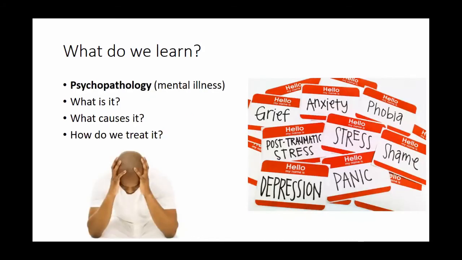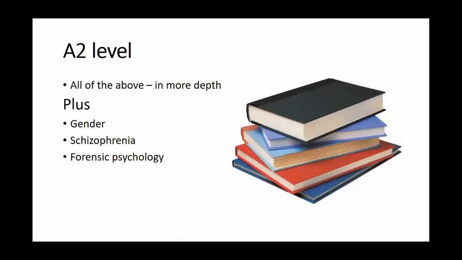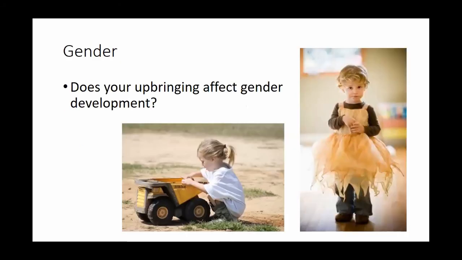We look at psychopathology, which is the study of mental illness. 3 illnesses in particular. We look at phobias, depression, and OCD, what causes them potentially, and how they're treated. At A2, we look at all of those things in slightly more depth. Plus, we have 3 optional units. Now, these will be chosen ahead of time by each school. Our units are gender, schizophrenia, and forensics.